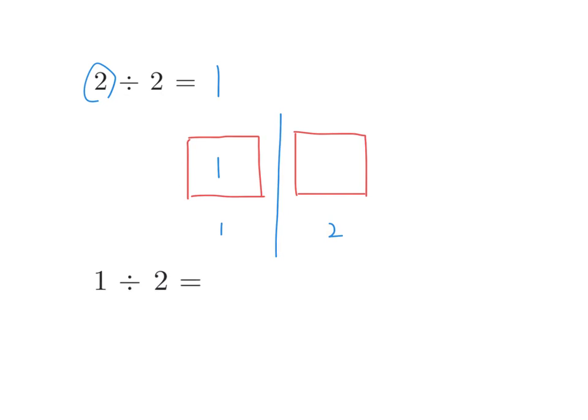Now, let's take a look at this next problem. This time, my whole is no longer 2. What's my whole here? 1. So that means I have 1 cookie that I'm starting out with. I still want to divide it into how many groups? 2. So I'd have to cut it right in half, right? Here's group 1, here's group 2. How many pieces are in each group? Well, half a cookie. So 1 divided by 2 is 1/2, because in each group, there would be half a cookie.